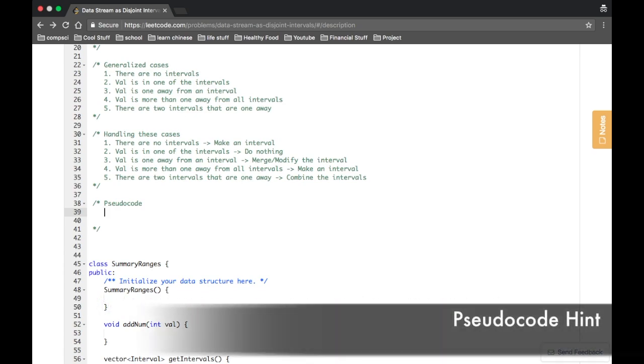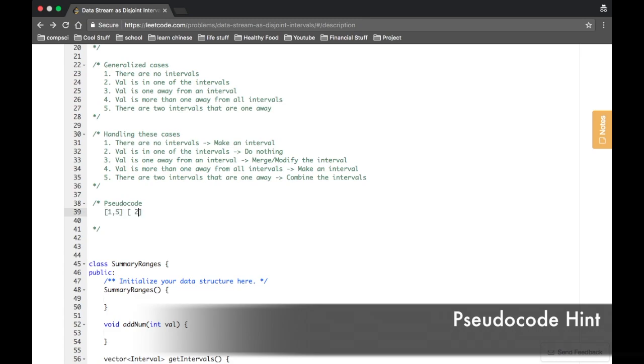Okay, so how'd it go? One thing to realize is that you really only need to find 2 intervals that are next to the value, one on the left and one on the right. And the thing is, we have to find them one at a time, and when we find one, we can find the other.